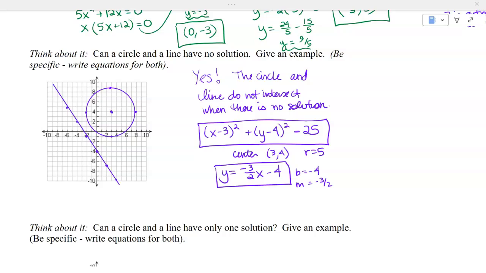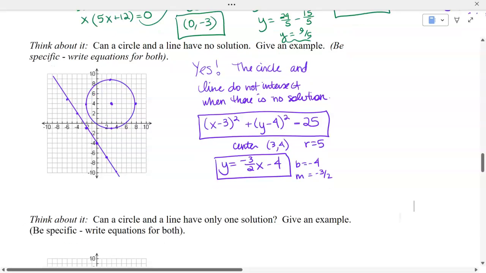And you see that I've written my equation of my circle using my center and my radius that I had graphed, and then I also have my equation of my line using my slope and my y-intercept.